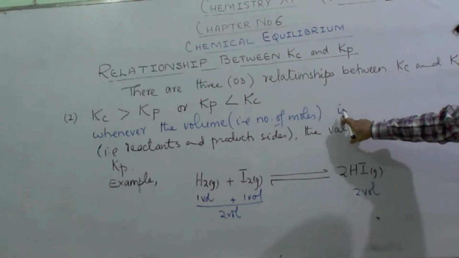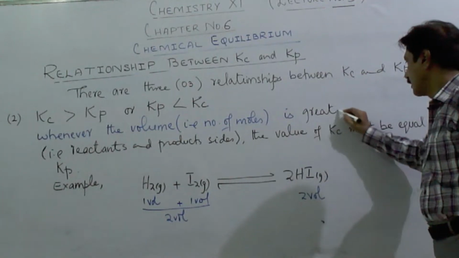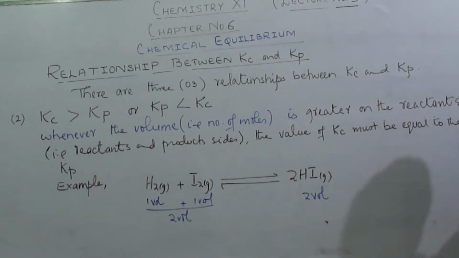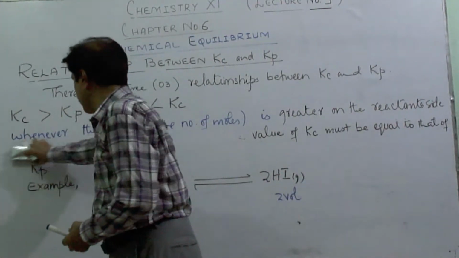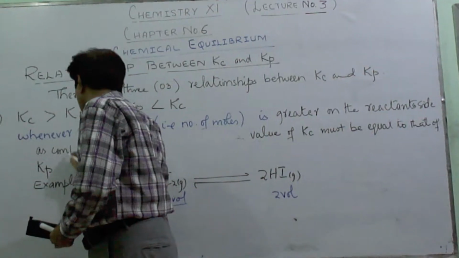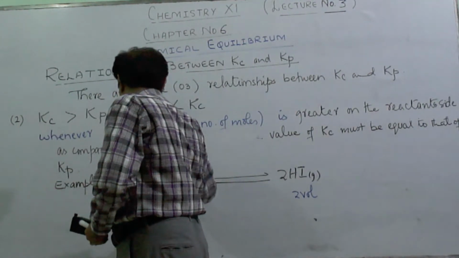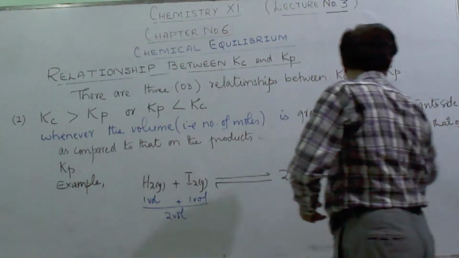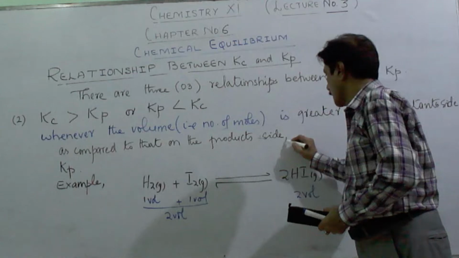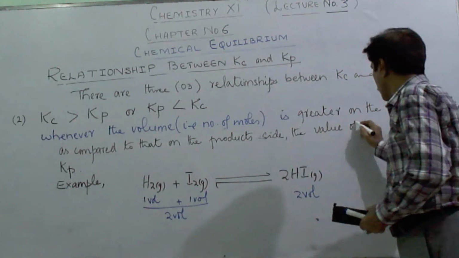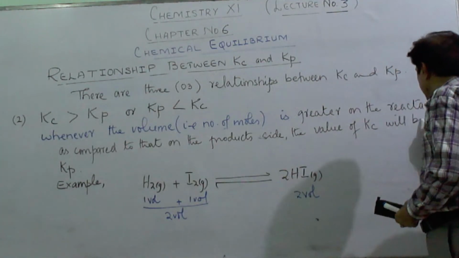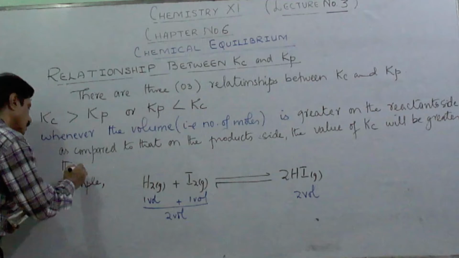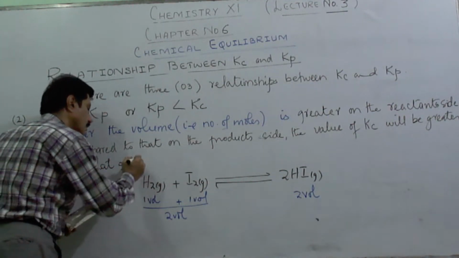When the volume or number of moles is greater on the reactant side as compared to that on the product side, the value of Kc will be greater than that of Kp.